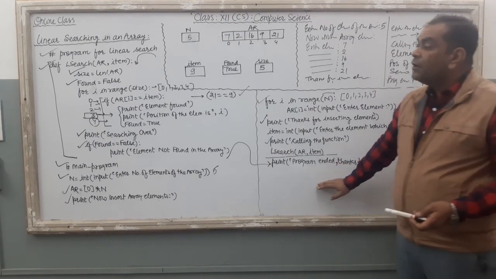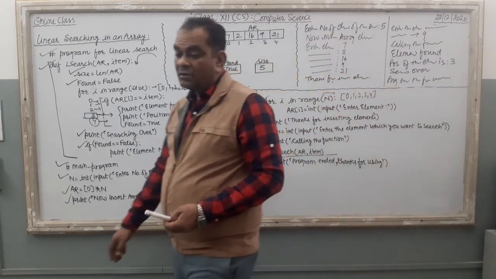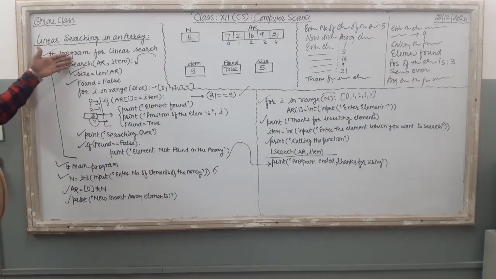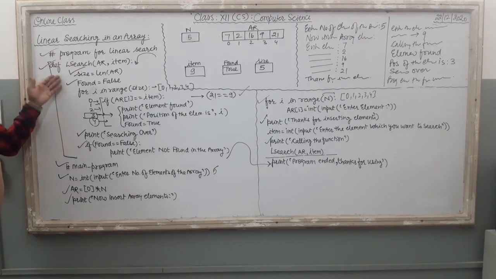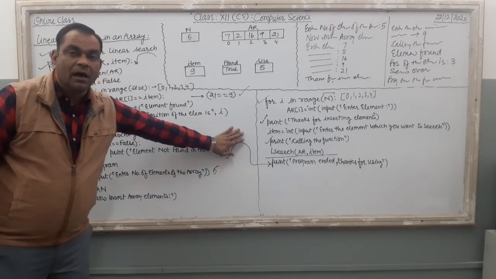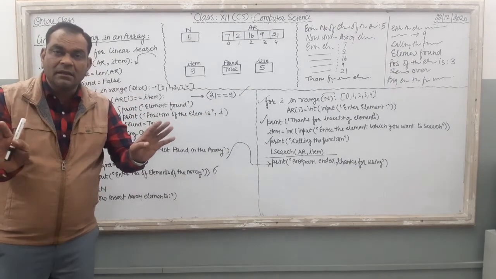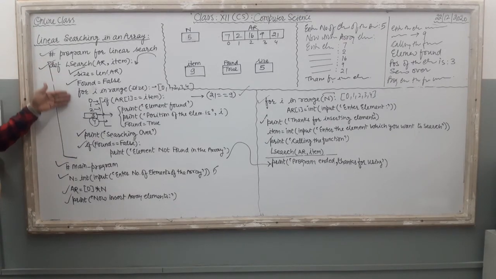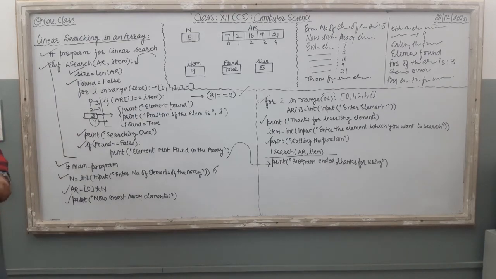Clear? If you find a question in your CBSE question paper, then according to CBSE, you have to write the function only. You do not write the complete program. You do not have to write the complete program. Just you have to write the specific function. You only have to write the function in this CBSE answer sheet. Right? So this is the linear search.